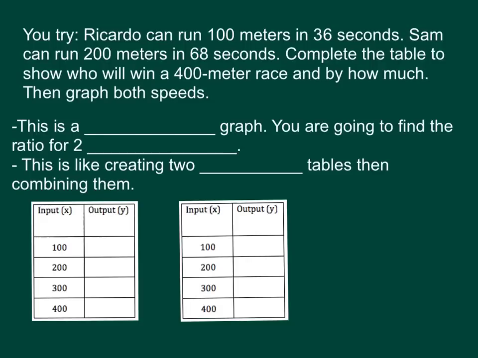Now there is a problem for you to try. But first I want you to notice that this is actually a double graph. So you are going to find the ratio for two variables. So it's like creating two separate tables and then combining them. We are going to have a table created for Ricardo and one for Sam. But instead of creating two separate tables, I am going to actually combine them and create one table.